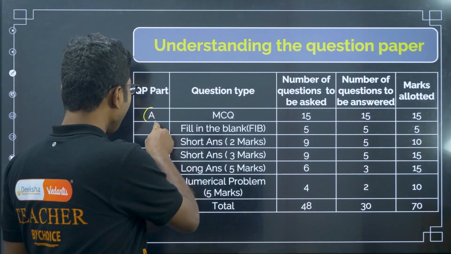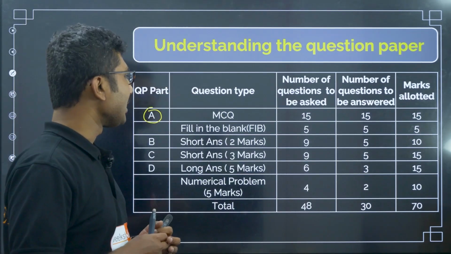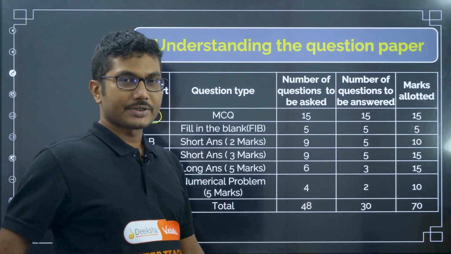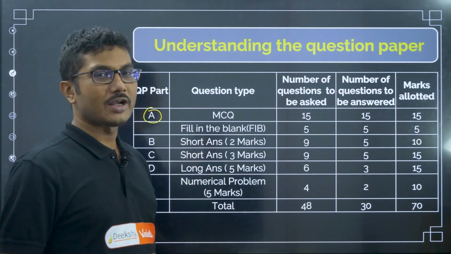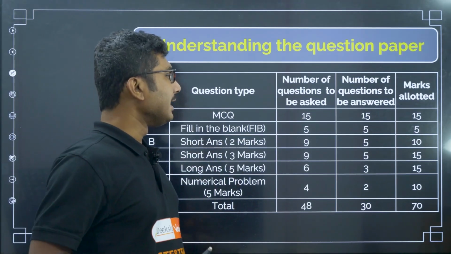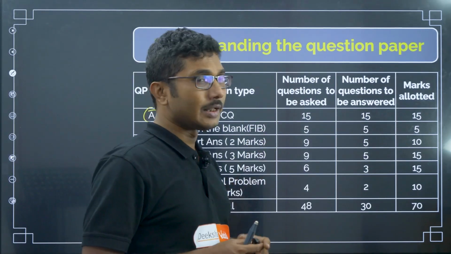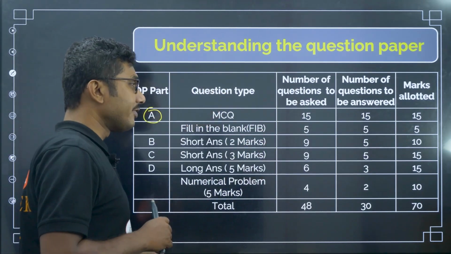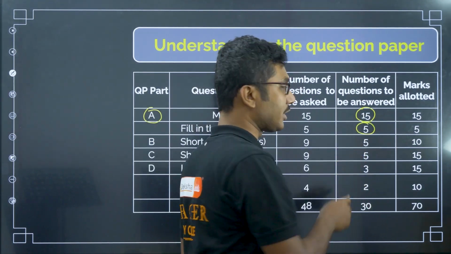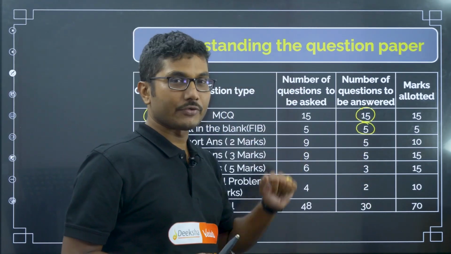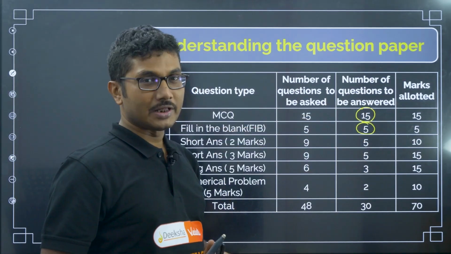First, group A. In group A, this is basically a objective part. Okay, objective part means multiple choice questions or MCQ and fill in the blanks, also known as FIB. Now in this part 15 MCQs and 5 fill in the blanks are asked. Out of that you have to answer everything. So there is no option. You cannot skip one question. You have to answer 15 MCQs and 5 fill in the blanks.